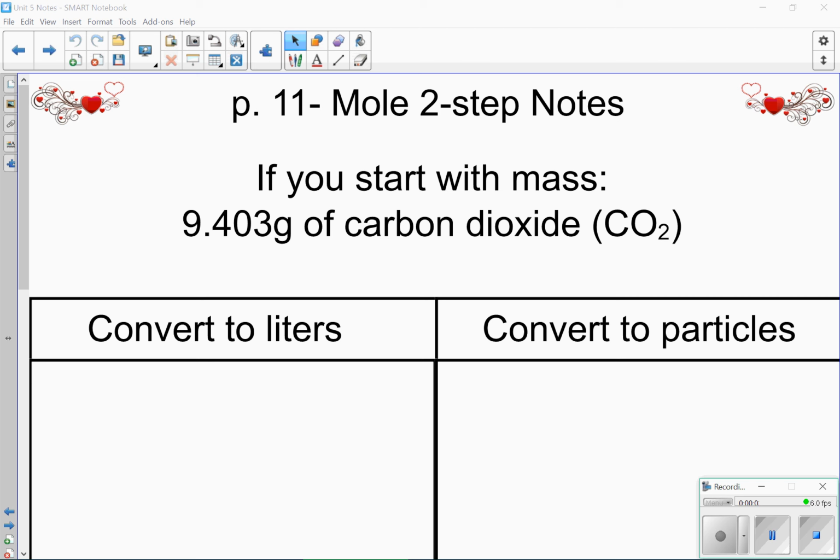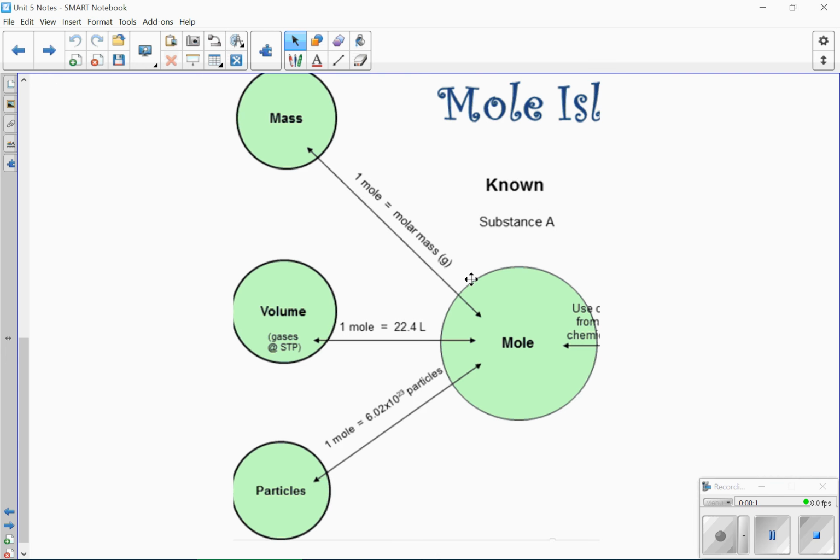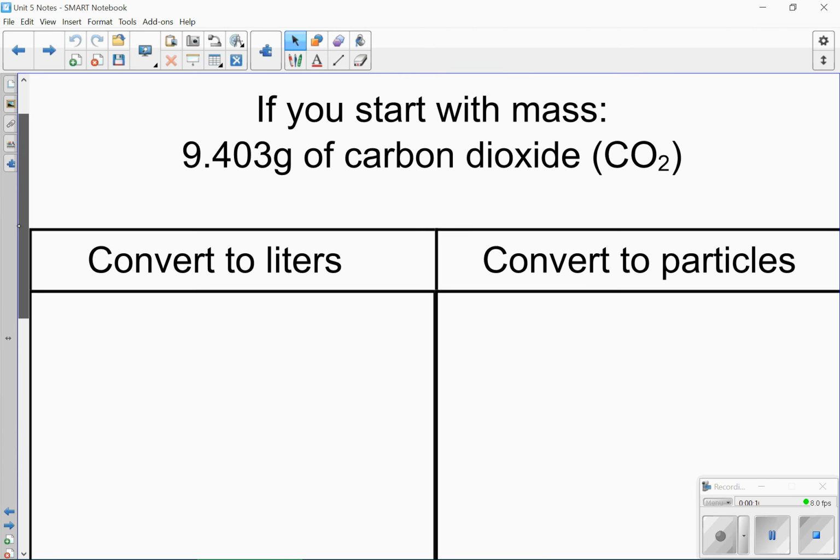So today we're going to talk about page 11 and we're going to do more mole conversions. So you're going to want to have a calculator, periodic table, and your mole map that looks like this handy if you have it. So grab those things and then get ready to go.